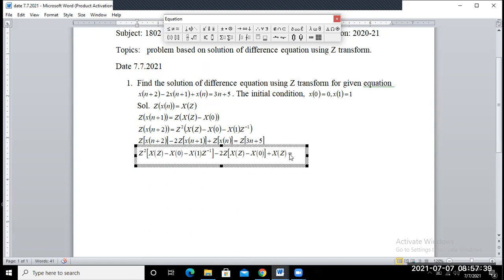Equal to the Z transform of 3n, which is z by z minus 1 whole square. So 3 into z by z minus 1 whole square. So just put here 3z by z minus 1 whole square.